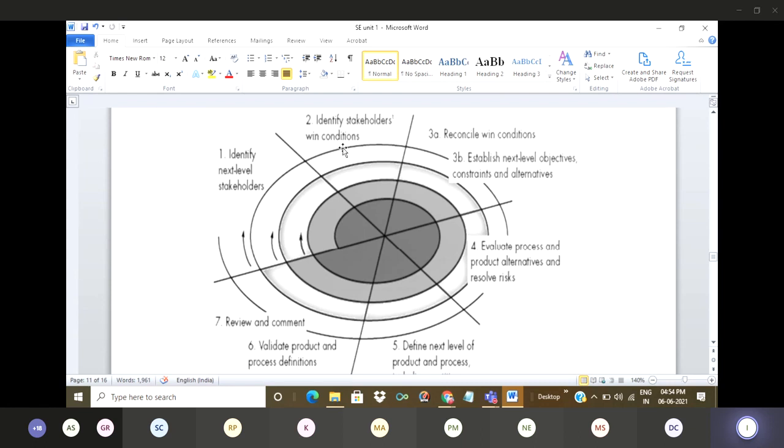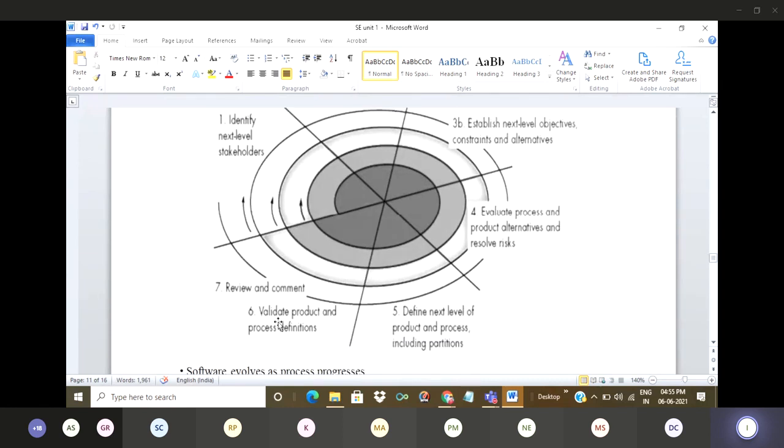To reconcile the win conditions, we have to establish next level objectives, constraints and alternatives. Then, after developing the project, we have to evaluate the process and product alternatives and resolve risks. If there is any problem, we have to resolve it in this part. Including partitions. Finally, we have to deliver the project to the customer, and they will give you review and comments. If there is any error, they will notify you.